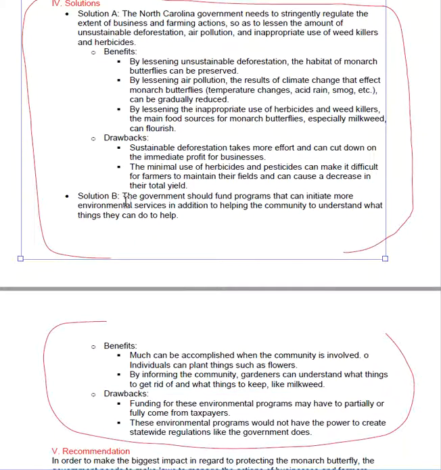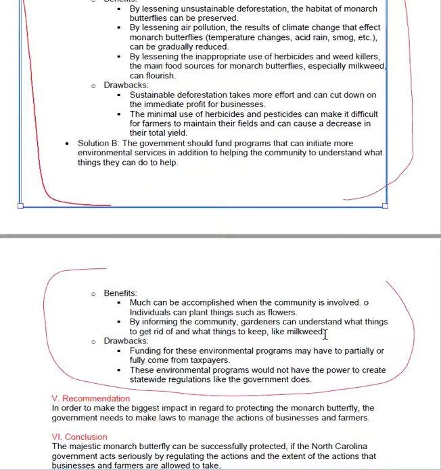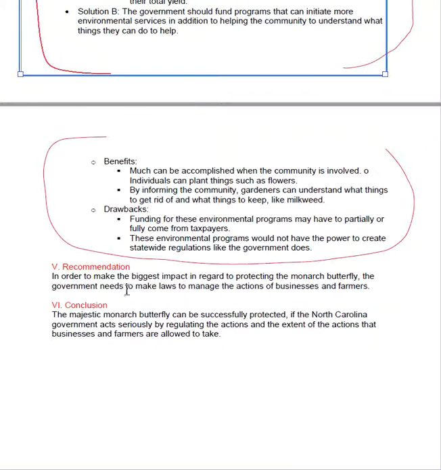And solution B is more about programs that can help people improve the environment. All right? So two very different solutions, but again, she's doing like I did, benefits and drawbacks. So she's talking about the benefits of solution A and the drawbacks of solution A, and then she does the same thing with B. So this is the big heart of your essay, and this is where you should be spending the most amount of time. Again, she gives a recommendation and a conclusion.